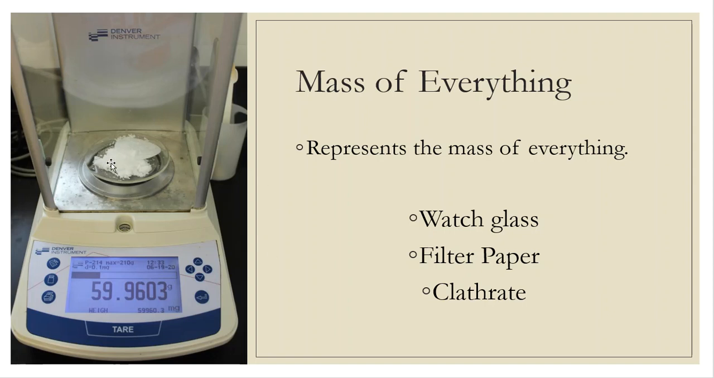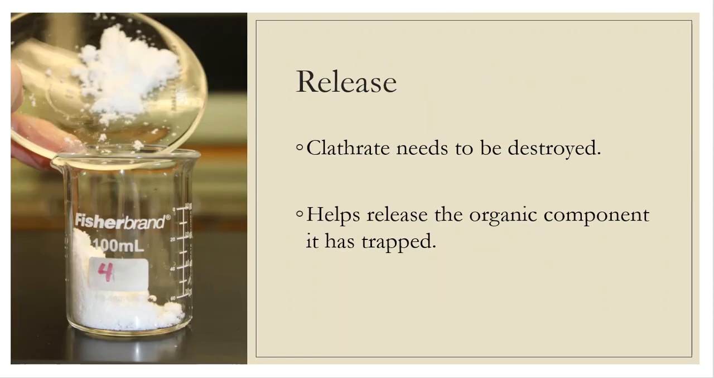So the mass of all three of those components is going to be 59.9603. All right, 59.9603 grams represents the mass of the watch glass plus the mass of the filter paper that we used plus the mass of the clathrate that was also formed and dried, because all of this took place really the next day.